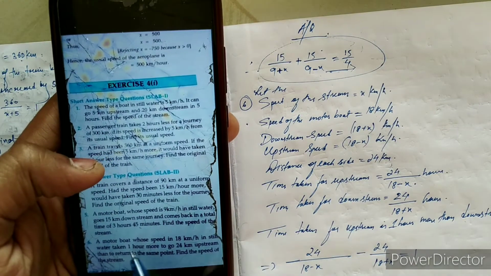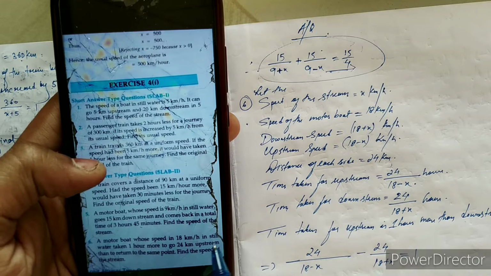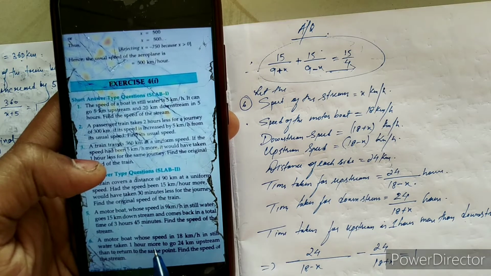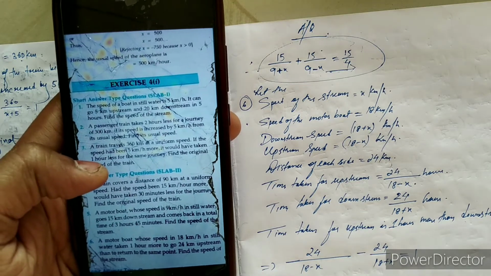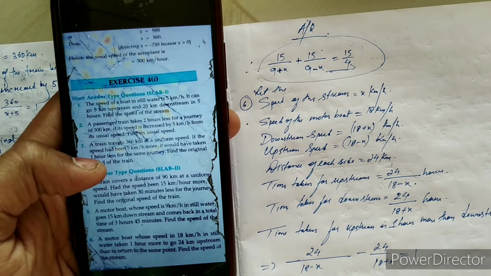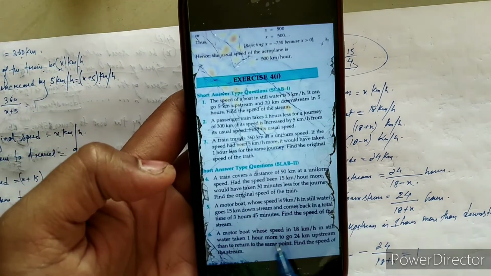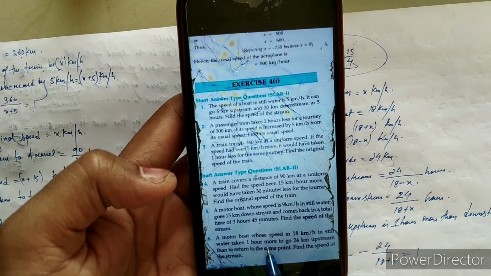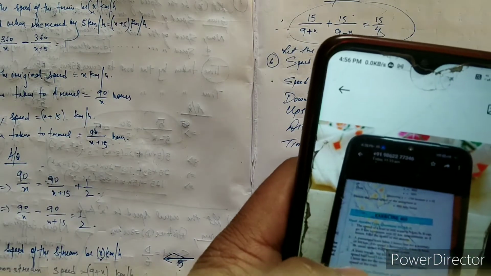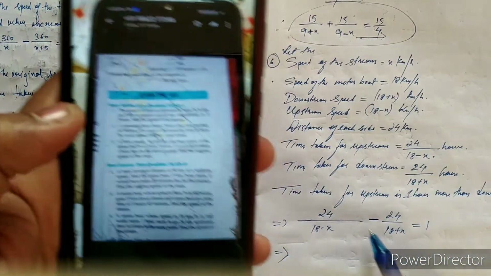If you read it, a motorboat whose speed is 18 kilometer per hour in still water takes one hour more to go 24 kilometer upstream and then to return to the same point. Find the speed of the stream. Now whenever a more condition or less condition comes, remember a negative sign will automatically come here. So even this question number 6 is the same. You just have a try and try to solve it.